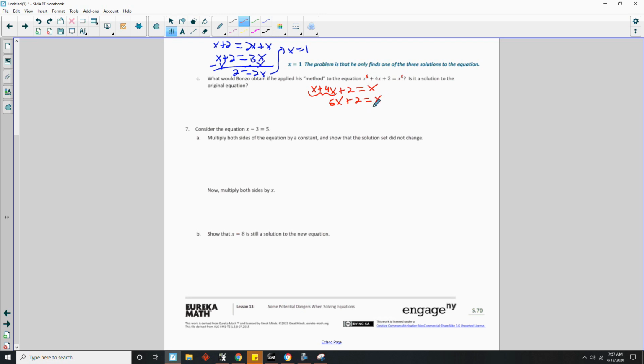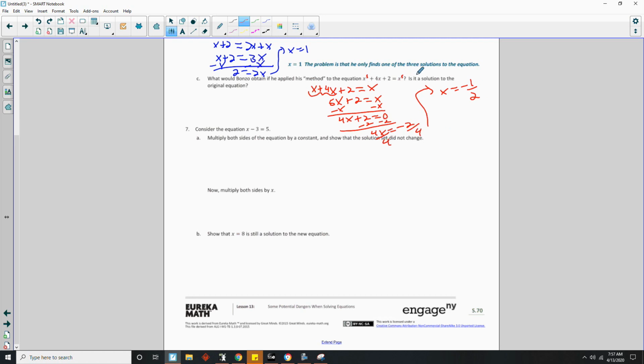Subtract x from both sides, and that would give me 4x plus 2 equals 0. Subtract 2, 4x equals negative 2, divide by 4, x would equal negative 1/2.